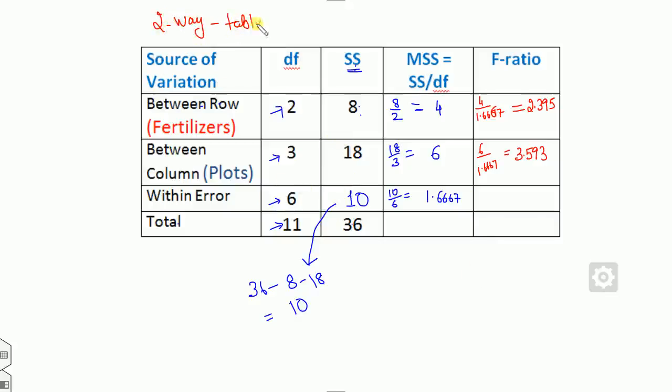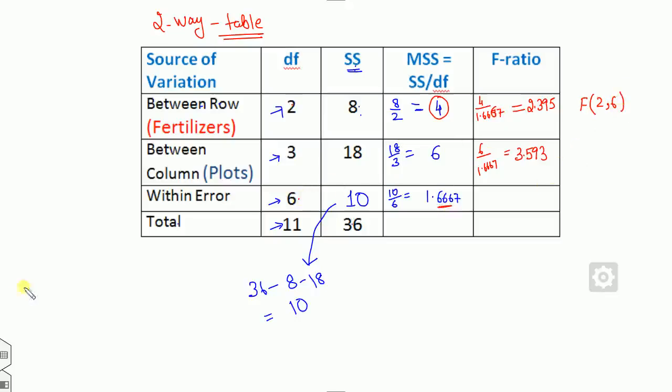Now finally, what is the interpretation? What is the degree of freedom for this? You need F of 4. What is the degree of freedom of 4? 4 is 2, comma, what is the degree of freedom of 1.667? Here 1.667, the degree of freedom is 6. So here it is 2,6.